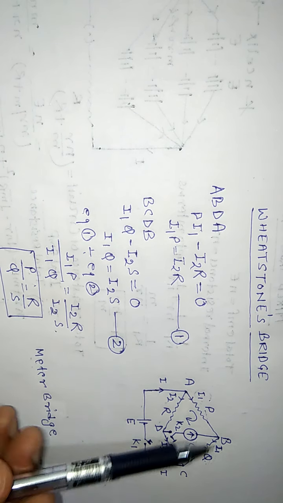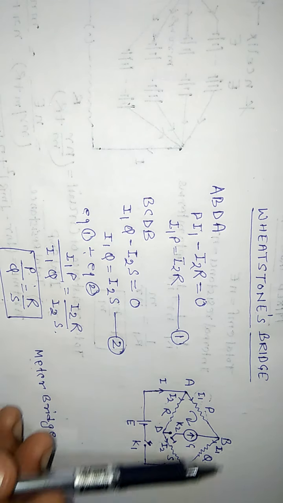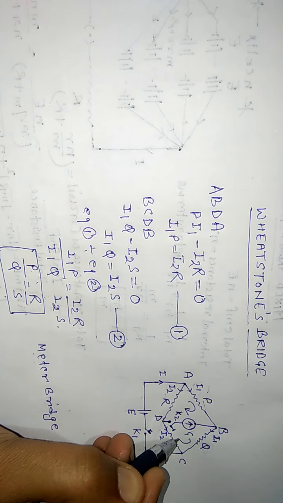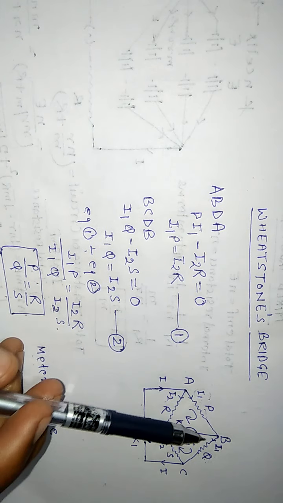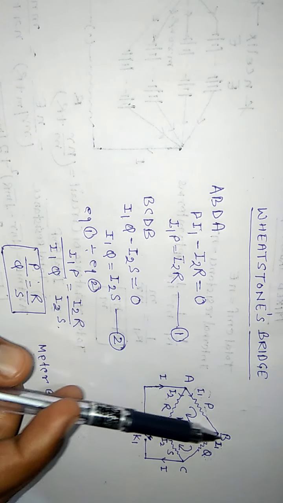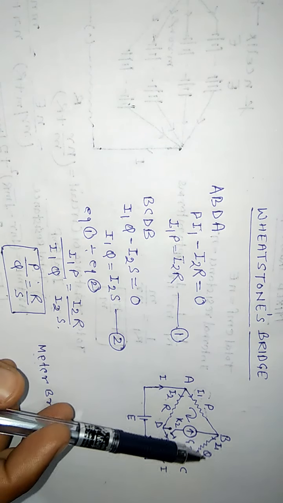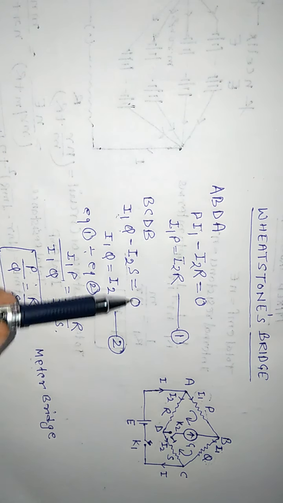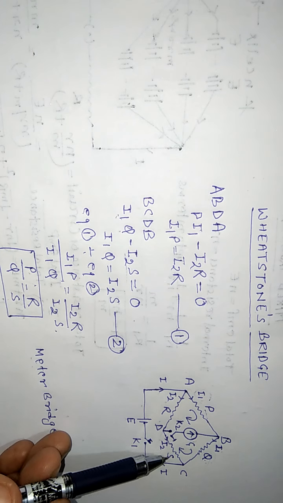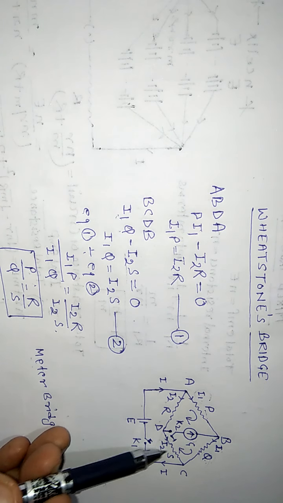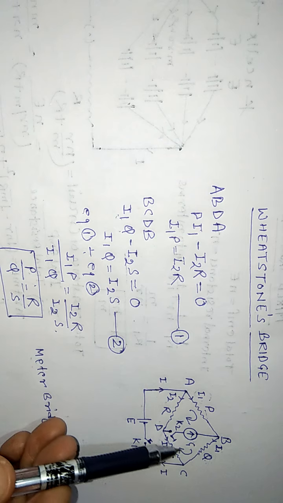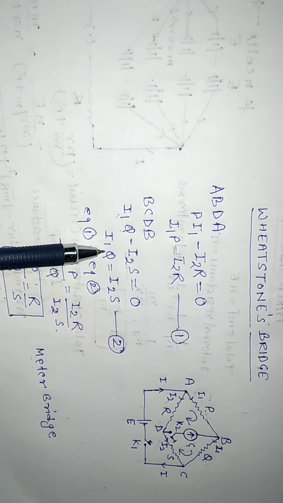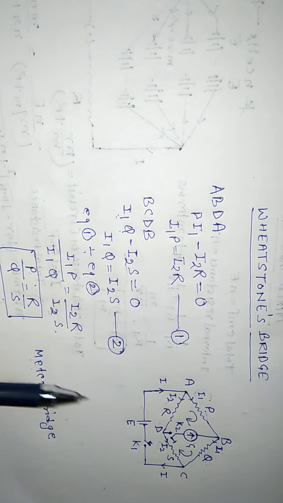Similarly, in the next closed loop, that is BCDB, we are considering here and going in this direction. From B to C, the current is I1 and the resistance is Q, so I1Q minus I2S is equal to 0, because the direction of I2 is different from our direction. So from the second equation we get I1Q is equal to I2S.